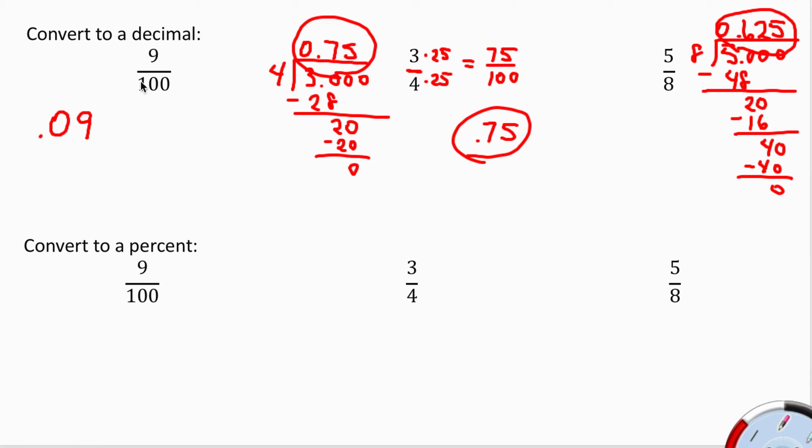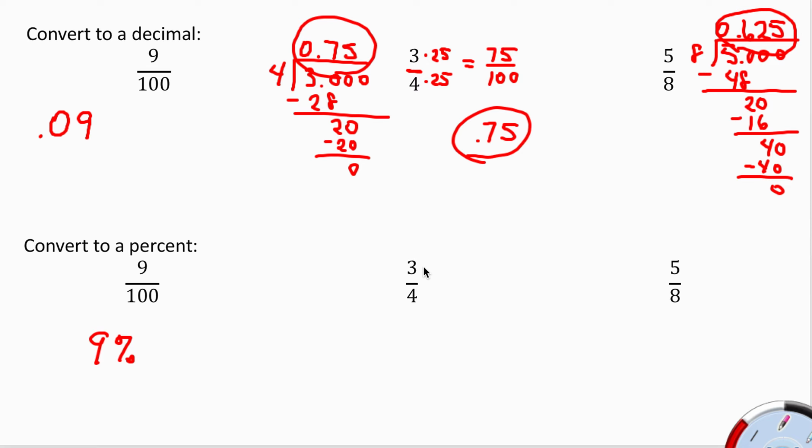Okay, so if your denominator is 100, or you can make it 100, you can just go right to a decimal. If your denominator is not 100, use division. Okay, convert to a percent. Oh, look, this just says percent right there, per 100, right? So I can just make that 9%. If your denominator is 100, you can just make it 9%.